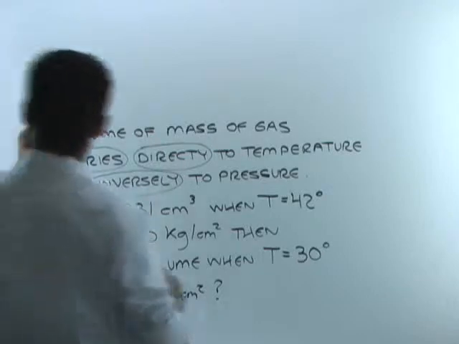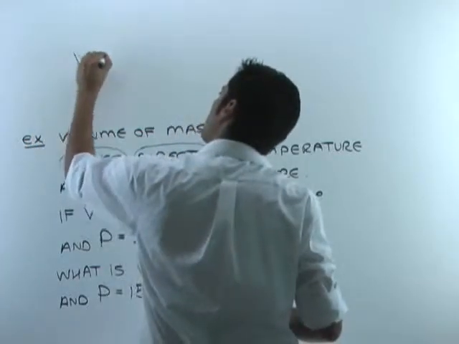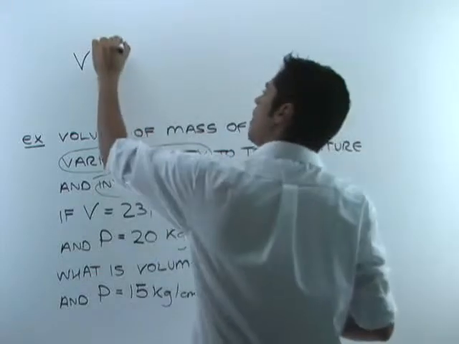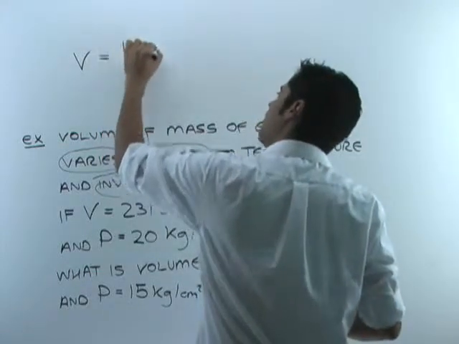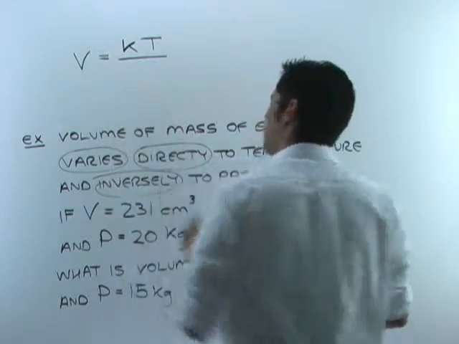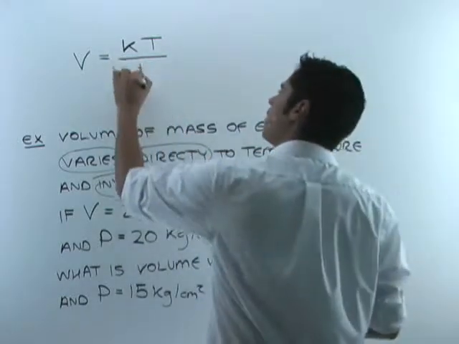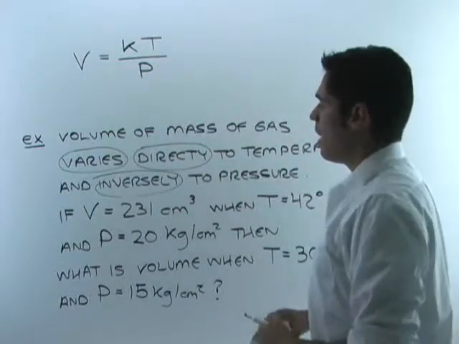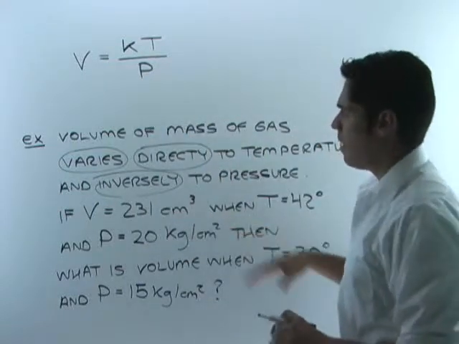So the volume of a gas is directly proportional to the temperature. That means I have some constant times my temperature, but it's inversely proportional to the pressure, so that means we divide by P. So this is the equation I'm going to be using, and now what I need to do is use my given information.